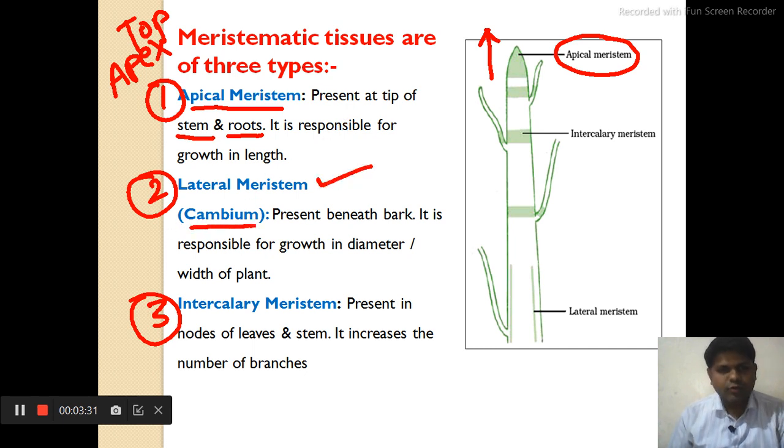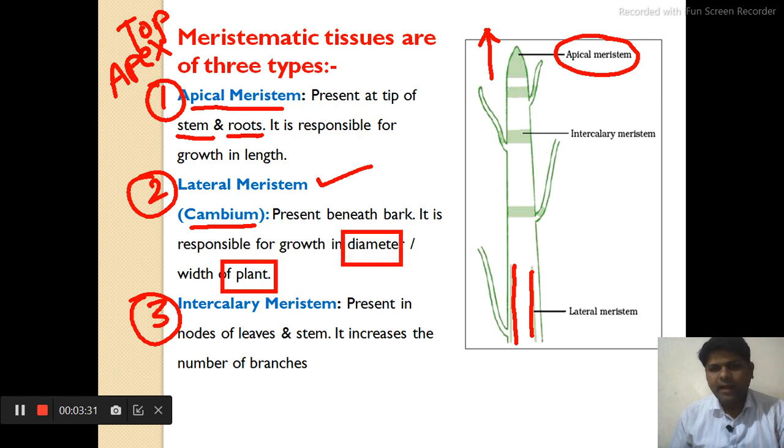Next is the lateral meristem, also known as cambium. It is present at the sides of the plant. And what is its very important function? It increases the diameter or the width of the plant. Suppose this is the diameter of the plant. What will happen is that this cambium will divide itself and increase the width of the plant.